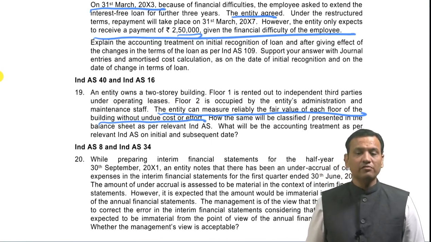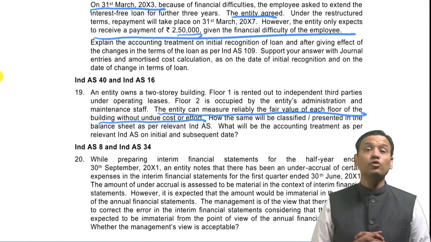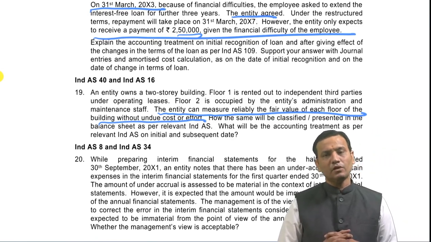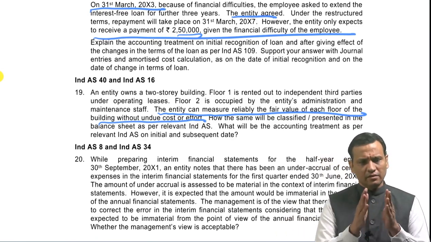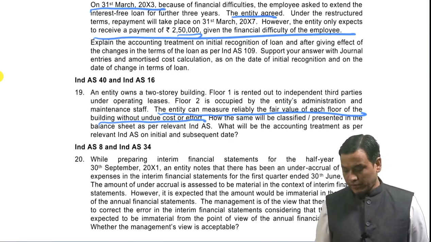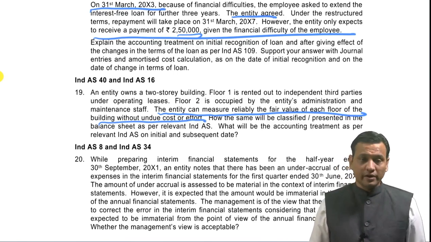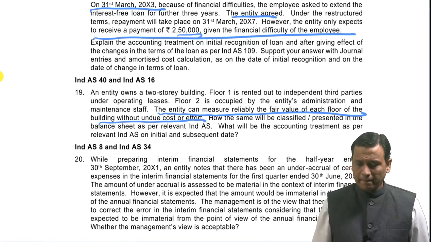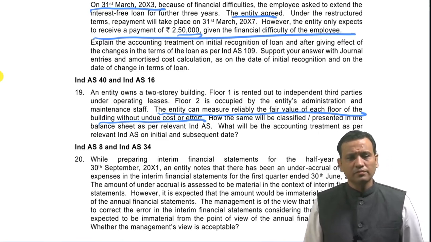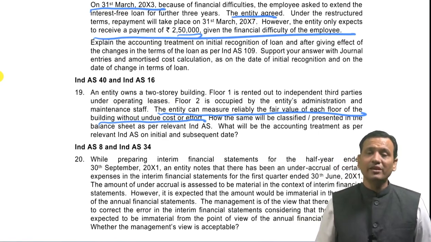Now can I say floor 1 will be investment property only? Yes. When investment property and owner occupied property are combined, what do we do? We say that that particular property will be considered as investment property if we can enter into a finance lease independently for it, or we can sell off the property independently. Then we say it is our investment property. Now in this case, it is clearly identifiable that floor 1 is rented out. Floor 2 is also independent. So floor 2 will be PPE and floor 1 will be investment property.